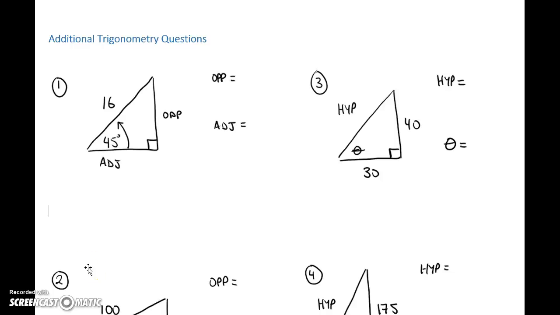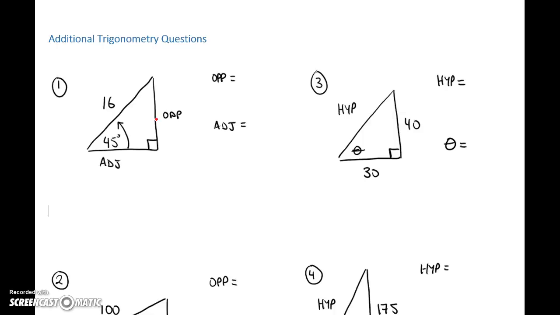All right, guys, next one. Let's see, we've got a hypotenuse of 16. We've got an angle of 45. As soon as we see that angle of 45, we know that the adjacent and the opposite are going to be the same. So let's see if we can find out all these values.